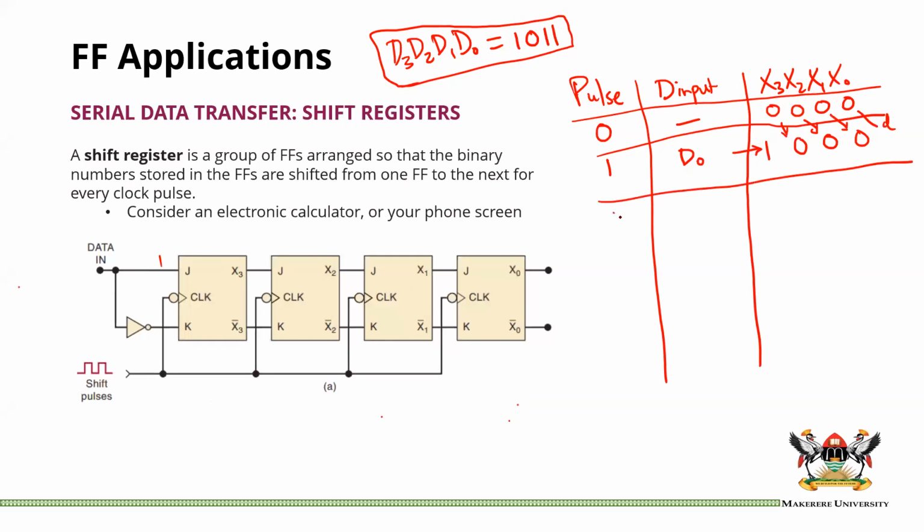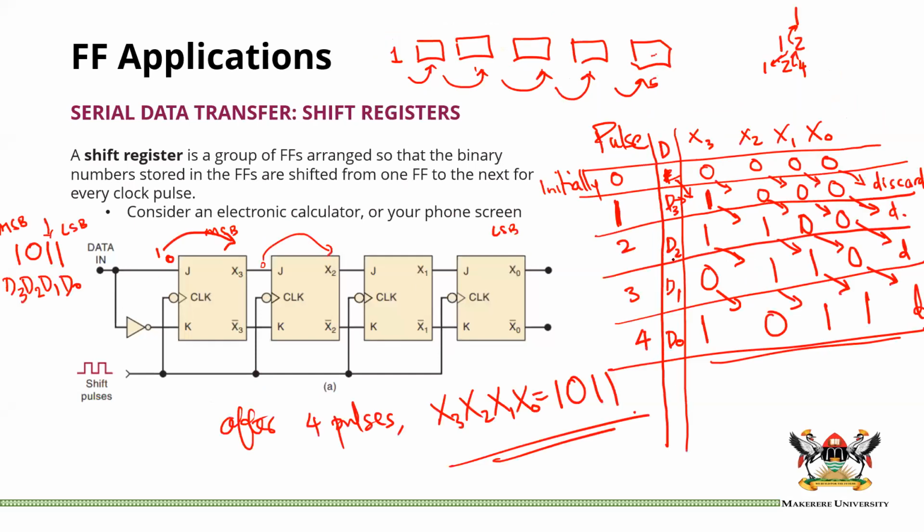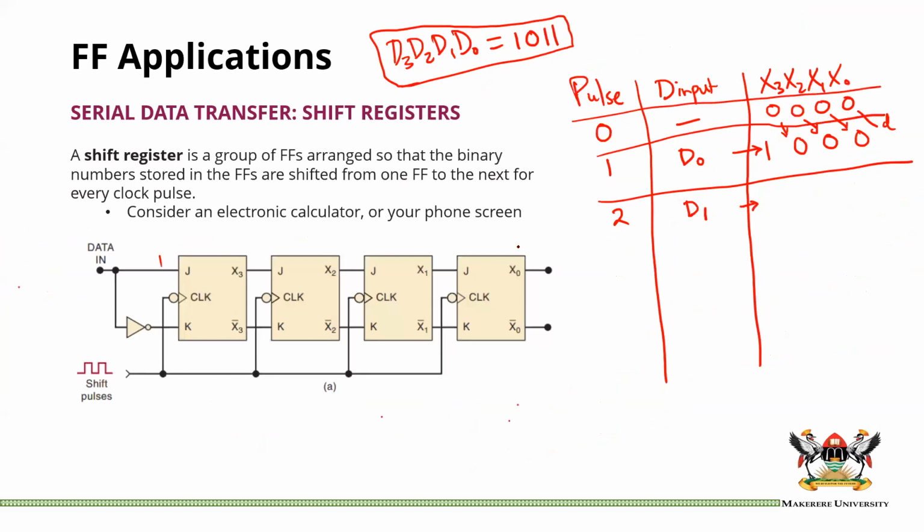Now, on the second pulse, you are applying D1. Oh, I see what you are saying. Yes, this arrangement was flipped. Okay. You have D1, and D1 is also a 1, so it will push here into X3. Now, what was at X3 goes to X2. What was at X2 goes to X1, which is a 0, and what was at X1 goes into X0, and that one is discarded. And then you have your third pulse.